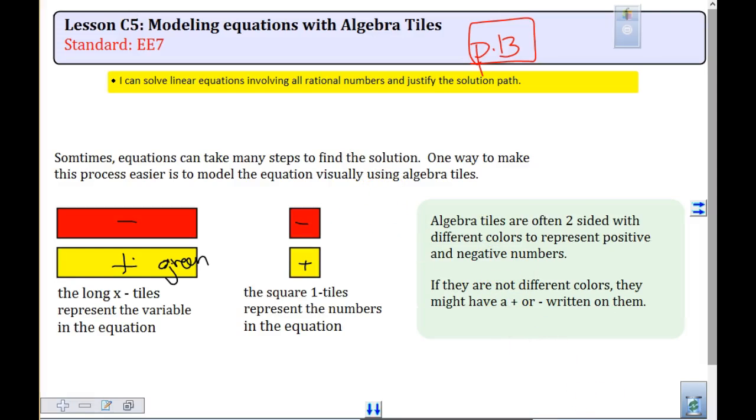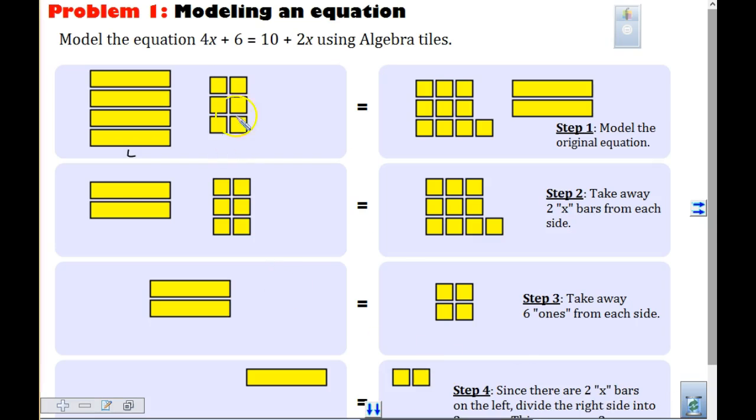So on page 13 with those positives and negatives, as you look at the bottom of page 13, does this make sense that this is a model for 4x plus 6, if you write this in your notes? On the other side, I don't need you to model this right now because I don't know if we have 10 tiles in ours, but that is 10 plus the 2x. So write in your notes, just so you can see what this model is.